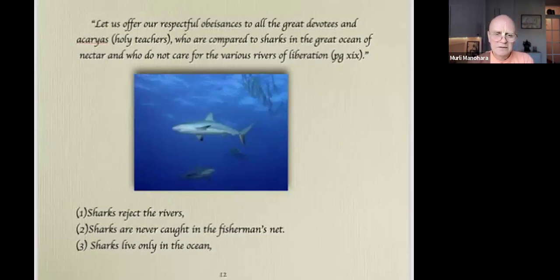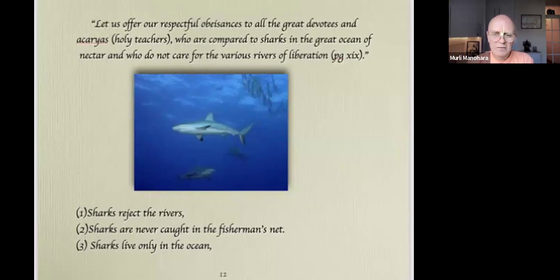He's given this analogy. Well, there are three points to consider here, as mentioned, see there in the slide. Now, sharks are normally not found in shallow water, okay? They're found in oceans, in deep waters. So in that sense, they're often not caught in the fisherman's net, and they only live in that ocean. So it's a wonderful example that he gives.